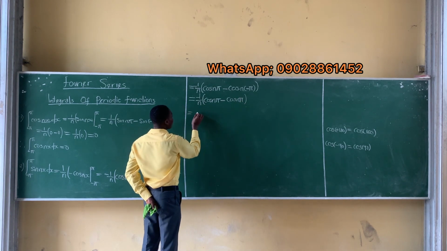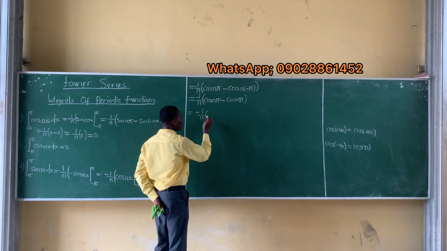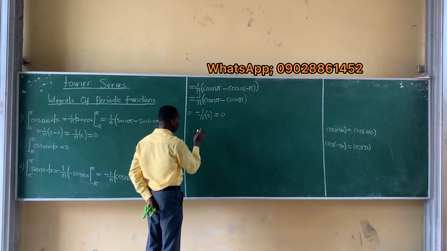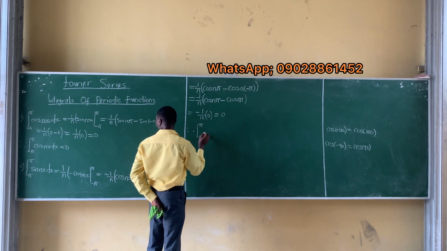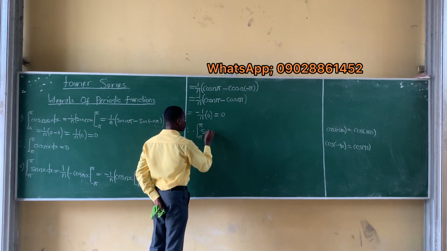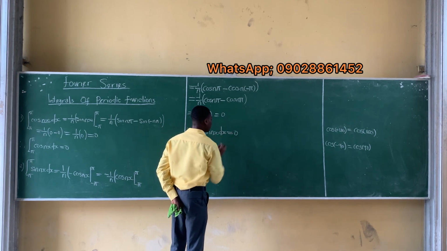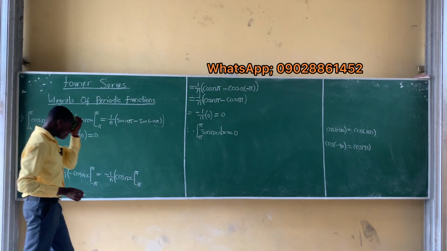And this means that we have minus 1 over n into cos n pi minus cos n pi is 0, which is equal to 0. So therefore, the integral from minus pi to pi of sine nx dx is equal to 0. So this is what we have.